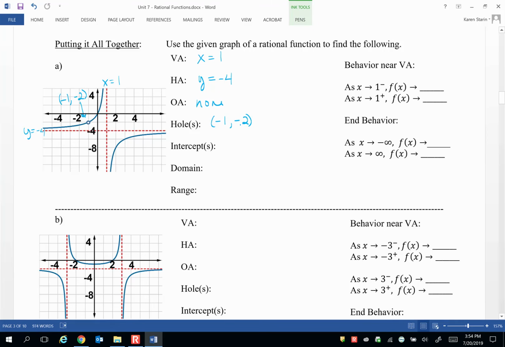There are intercepts. There's only one intercept because it happens to be the y-intercept and the x-intercept, the origin. So there's one intercept, and it happens to be the origin.